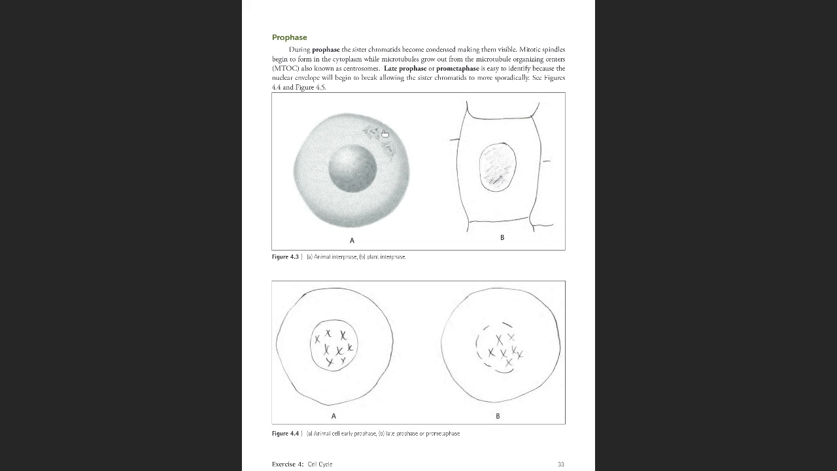Let's look at it this way. They are still attached by their centromere. So the sister chromatids, this is when the chromosomes start to condense, making them visible. We are going to start seeing them.